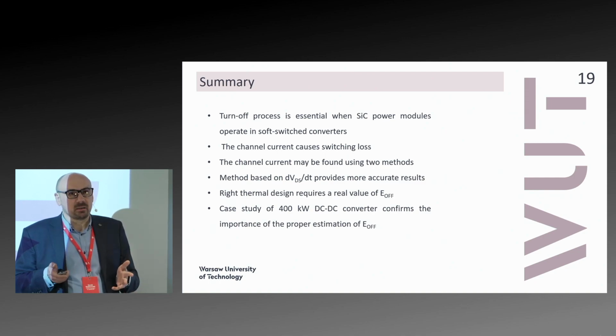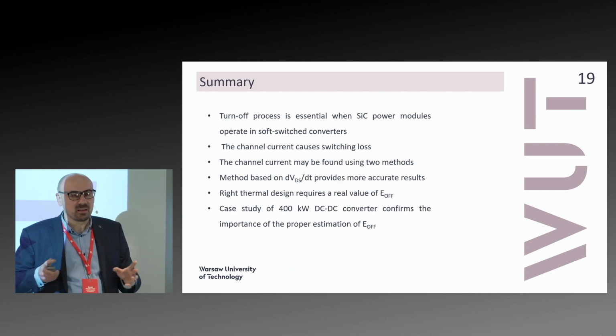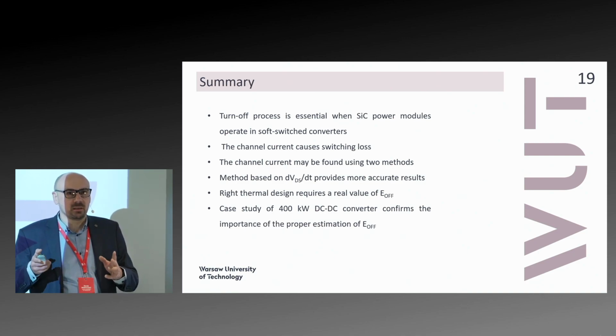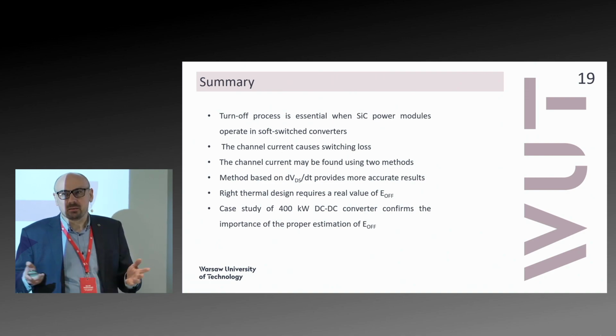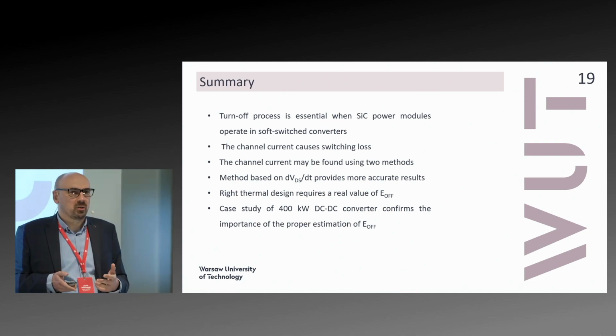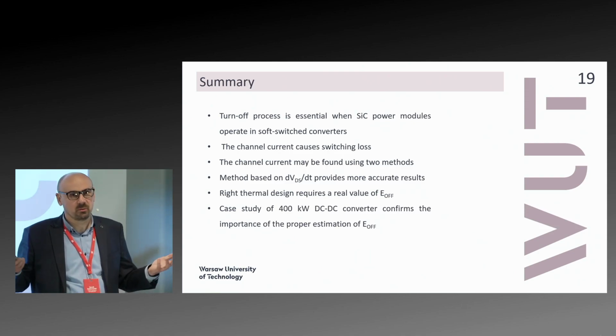Only the channel current, mostly the channel current, causes the loss. We have basically two methods to identify this channel current. We prefer this method based on dV/dt. And I believe that this is very important for the thermal design, and basically this simple calculation for this DC-DC converter confirms my opinion. Of course, you can always oversize your heatsink, but what for?